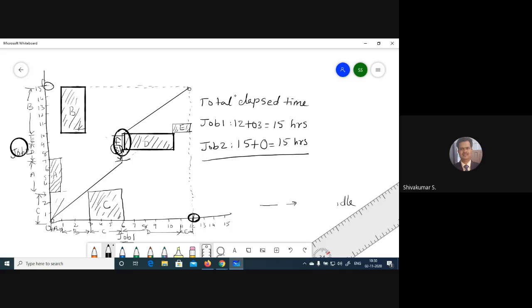So job 1, 12 hours is the total time, because this vertical line becomes the idle time for job 1. So 3 hours is a straight line. So idle time 12 plus 3, 15 hours. And for job 2, there is no horizontal line here, so totally 15 hours. So that is the total elapsed time.